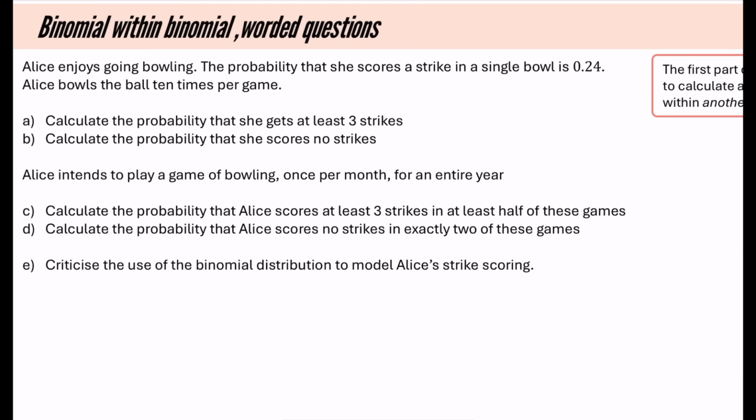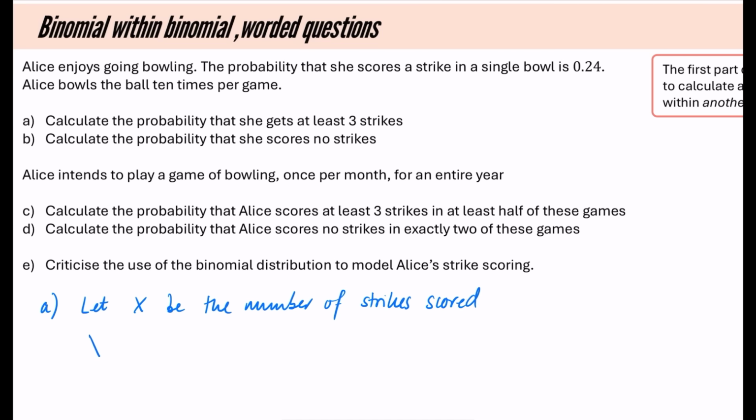It says that Alice enjoys going bowling. The probability that she scores a strike in a single bowl is 0.24. Alice bowls the ball 10 times per game. Calculate the probability that she gets at least 3 strikes. So I'm actually going to do something you don't have to do in the question, but I'm going to let x be the number of strikes scored.